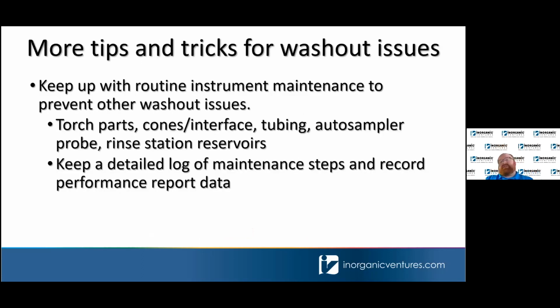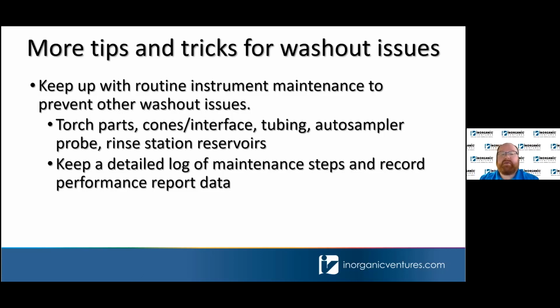So some other tips and tricks for washout: keep up with your routine maintenance to prevent your other washout issues. So your torch parts, your cones and your interface, tubing, autosampler probe, and even your rinse station reservoirs. One thing I like to do before I run trace metals on our OES is actually spray 10% nitric into the rinse station to release any contaminants that might be coming from the open air, or maybe from the tubing that feeds our daily water cubetainer. It gets dirty over time and things do leach out of those containers, but pre-rinsing it with a spritz of acid really does help get you good detection limits for the beginning of your run.